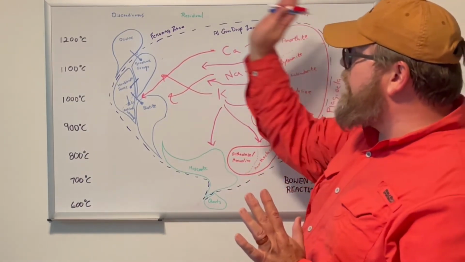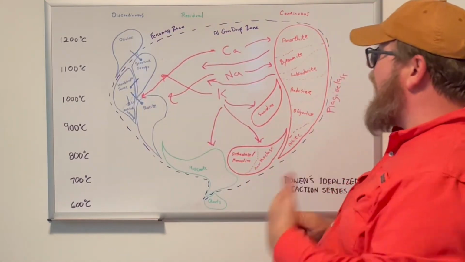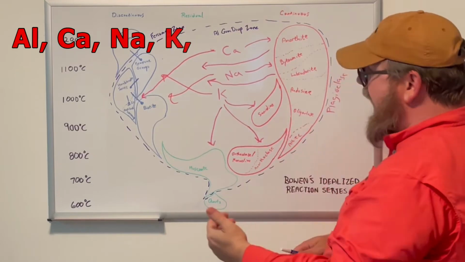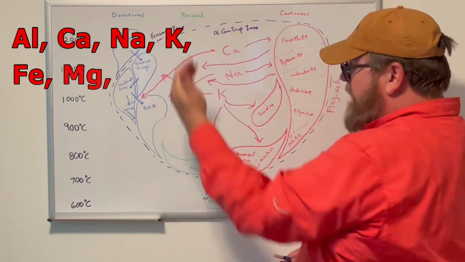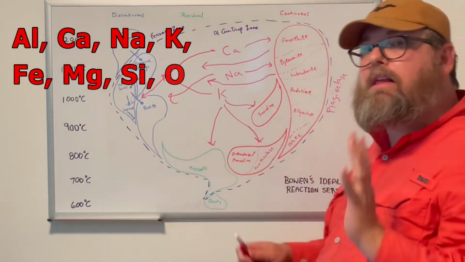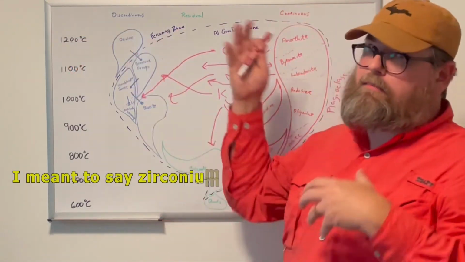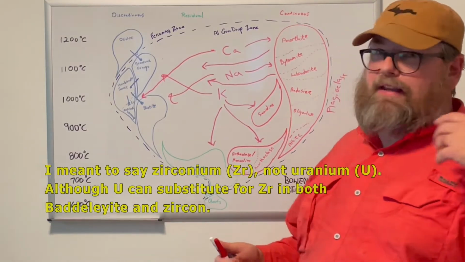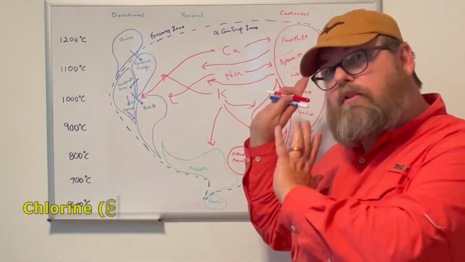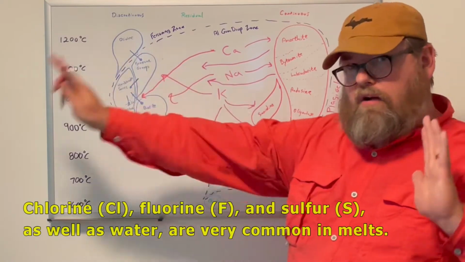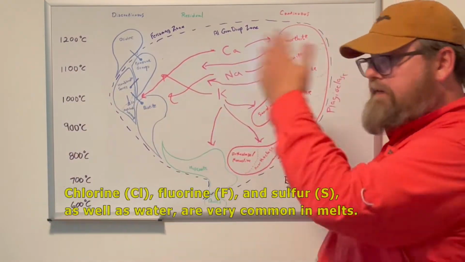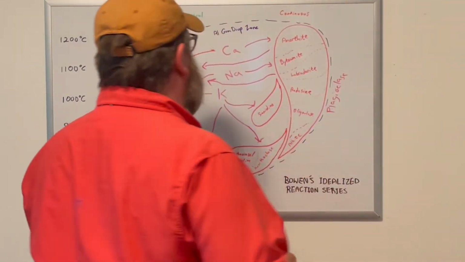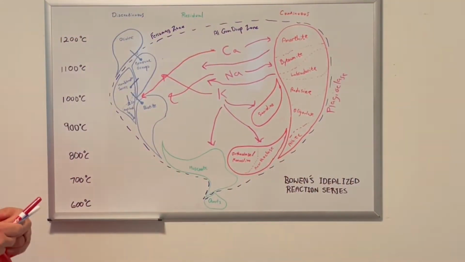And this is just the most used elements, the most common ones: aluminum, calcium, sodium, potassium, iron, magnesium, silicon, oxygen. We're not dealing with the minor stuff like uranium that'll form uraninite and zircons, or titanium, or any of the other stuff. Yeah, that stuff's present too, and that's a talk for another time. It's not involved in this series here. Okay, so that's basically what happens. I think I've explained that.